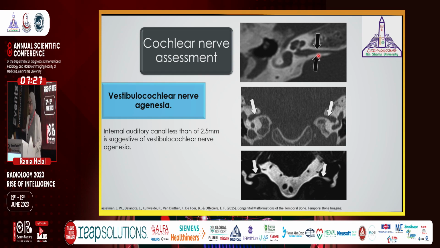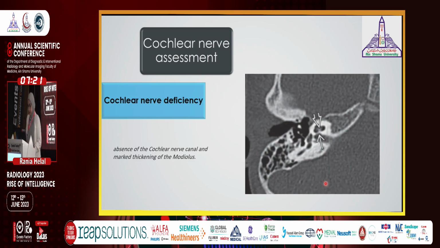And if we have the MRI of this case, we will find also that it is a narrowed internal auditory canal, and we will not find any vestibulocochlear nerve. Here's another case with cochlear nerve deficiency. As we see here, the previously shown cochlear nerve canal is not present here. It's closed with bone. So there is absence of the cochlear nerve canal in CT and marked thickening also of the modulus.